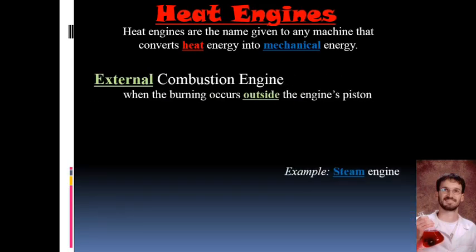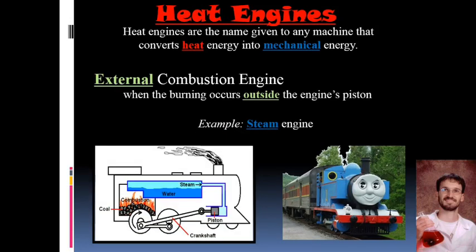And there are two normal kinds of heat engines that you'll come across. They are external and internal. So the external combustion engine, well, if it's external, that means the outside. If it's combustion, it means things are burning. So if things are burning outside of the engine, then you have an external combustion engine. And this was used for years and years for steam engines.